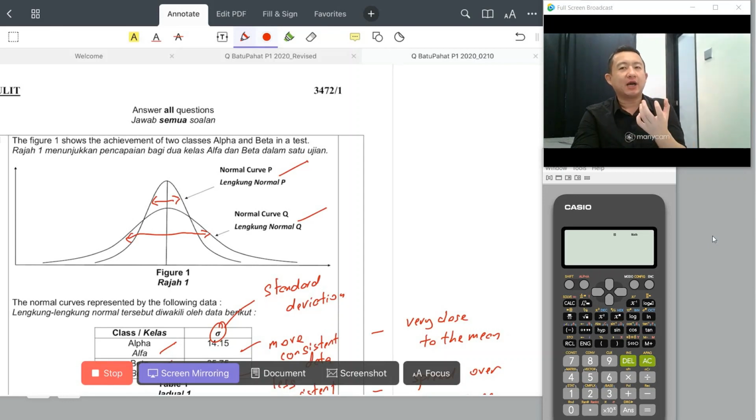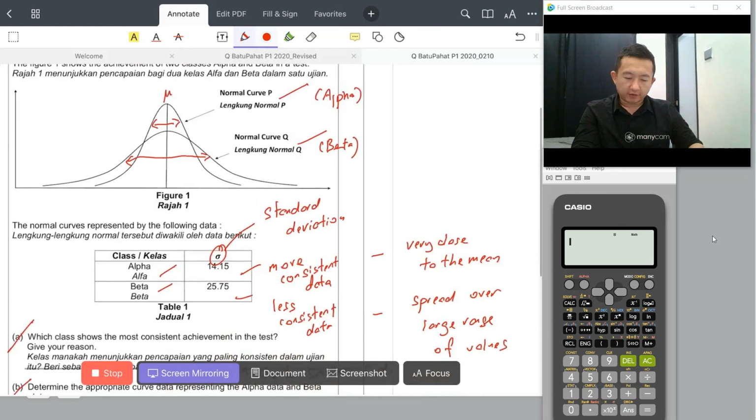When you have a slimmer graph, what does it indicate? This is the mean, for your information. When you have a slimmer graph, the distribution of the marks is very close to the means, more consistent. When you have a wider curve, the data is spread over and not very close to the means, so it is less consistent. So you know that curve P represents the data for alpha, and curve Q is for beta. You have to write: normal curve P is for class alpha, normal curve Q is for class beta, like this. Then you have full marks.